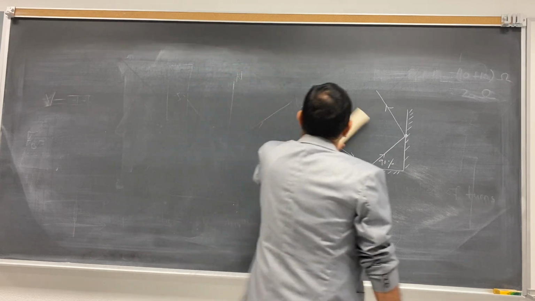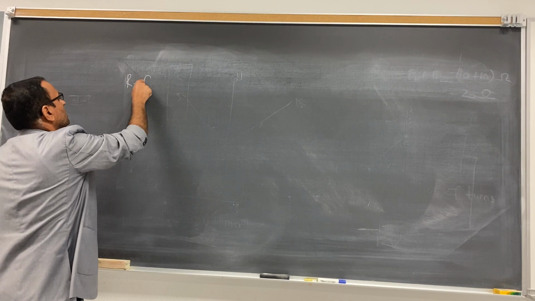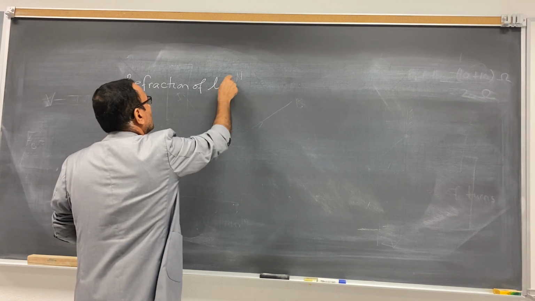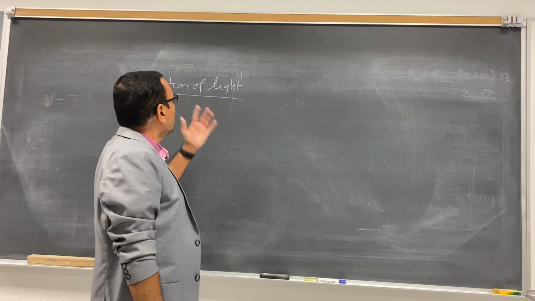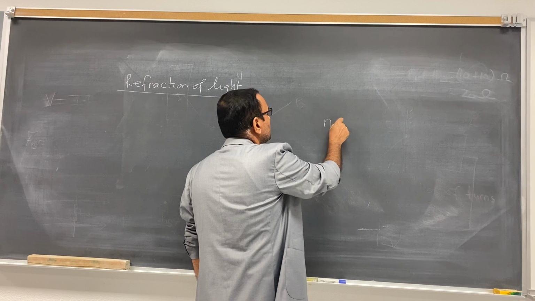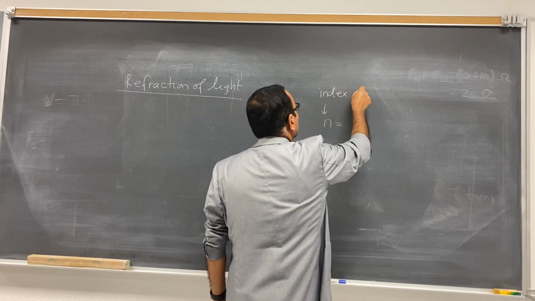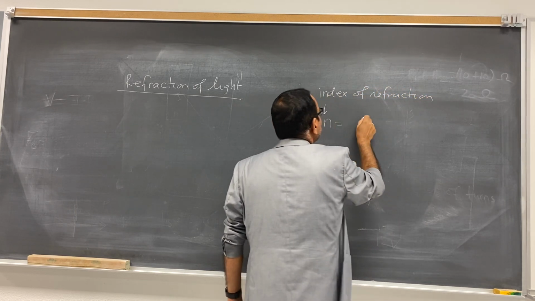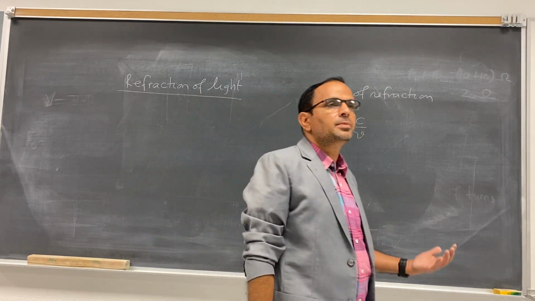We also talk about the refraction of light. Before defining the refraction of light, you need to know the index of refraction. Index of refraction is simply denoted by N. Index of refraction is C divided by V.